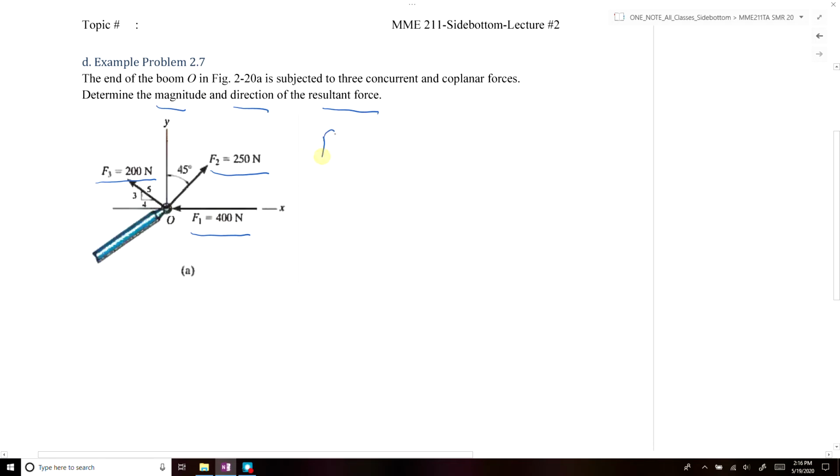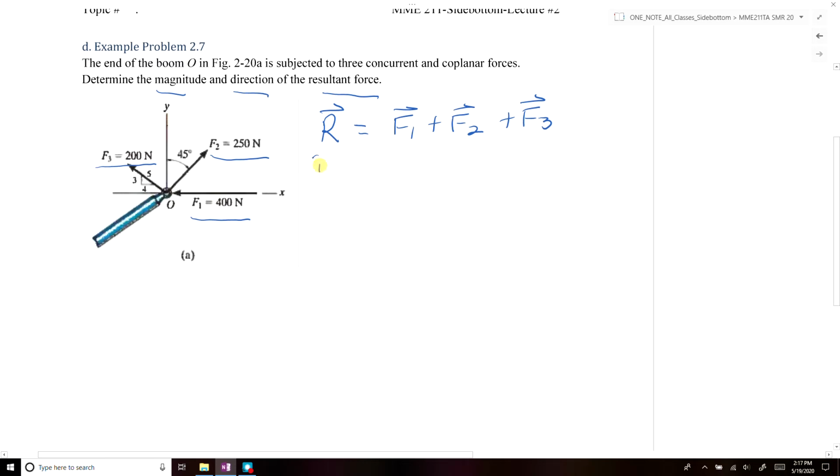So what we can say is our resultant force is going to be equal to F1 plus F2 plus F3. Okay? So the first step we're going to do is write F1, F2, and F3 as Cartesian vectors. All right?